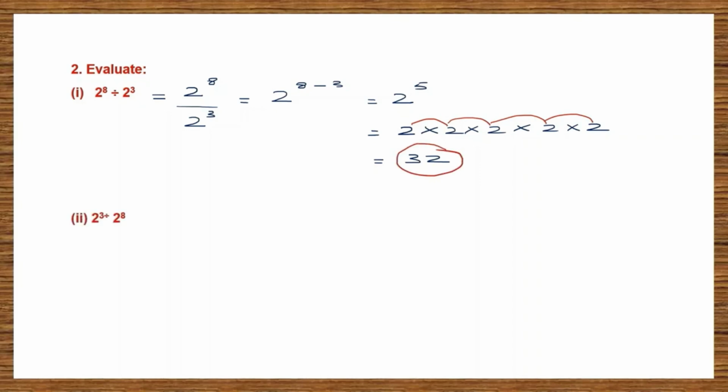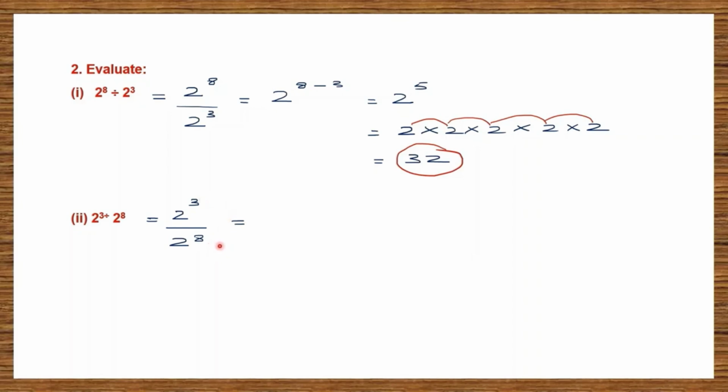Question 2. Here we have 2 raised to the power of 3 divided by 2 raised to the power of 8. So let's write it as a fraction first step. 2 raised to the power of 3 by 2 raised to the power of 8. So here can you see that the bigger power is in the denominator. That means we need to subtract the smaller power from the bigger power. We need to bring this down here.